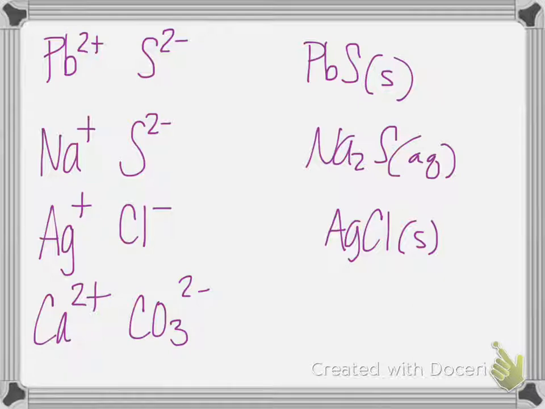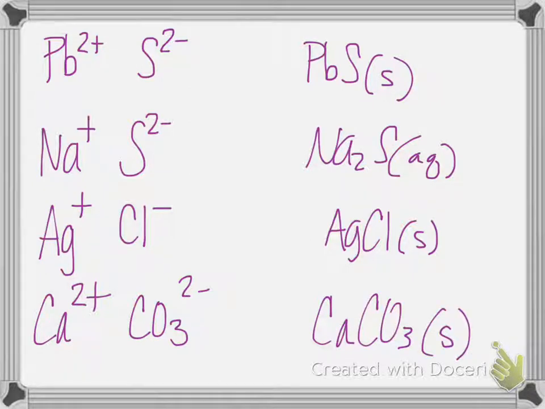Insoluble. Carbonates are always insoluble unless they're with a group 1 metal or ammonium. Calcium is a group 2 metal, so we would say CaCO3 and then an S. Calcium carbonate is limestone, marble. Statues are made out of calcium carbonate. That's why acid rain dissolves them, because it reacts with it.